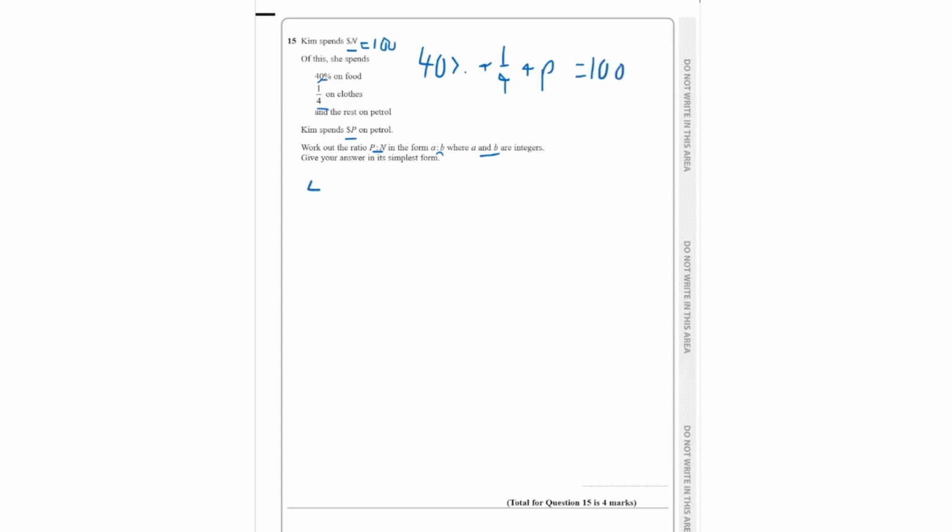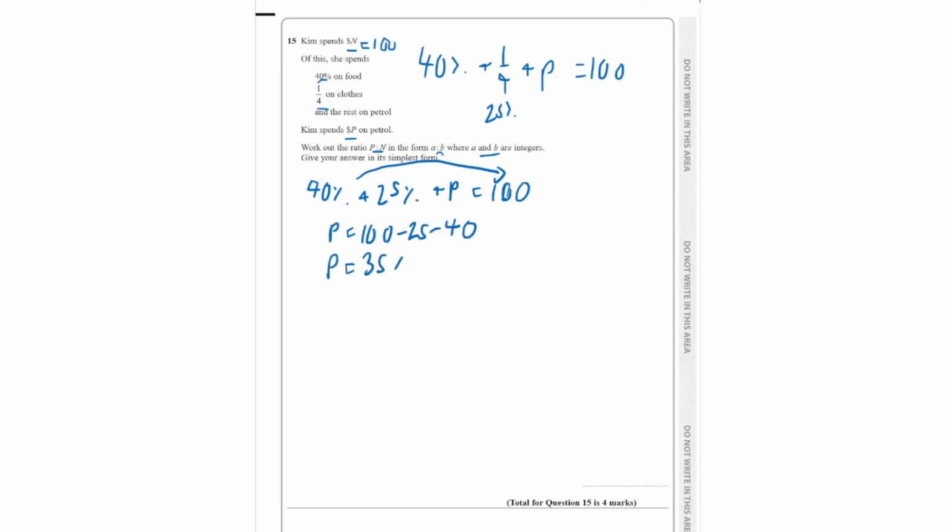We can actually rewrite this to 40%. One fourth is 25%. We can write that as 40% plus 25% plus P is equal to 100. And we can actually bring these values to the other side to find out what P is. So P is equal to 100. 25 to the other side is minus 25. And 40 to the other side is minus 40. That means P is equal to 35%.